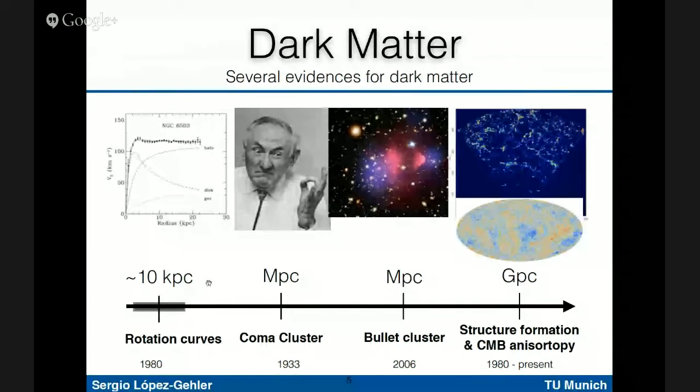Here, instead of putting time on this line, I put the size of the astronomical objects in which these missing mass observations have been made. As you see, we go from galaxy scales of about 10-20 kiloparsecs, seen in the rotation curves, to velocity distributions in clusters done by Friedrich Zwicky, and the bullet cluster, which is one of the clearest hints for dark matter. Then we have some observations at cosmological level, such as large-scale structure formation and the CMB anisotropies.